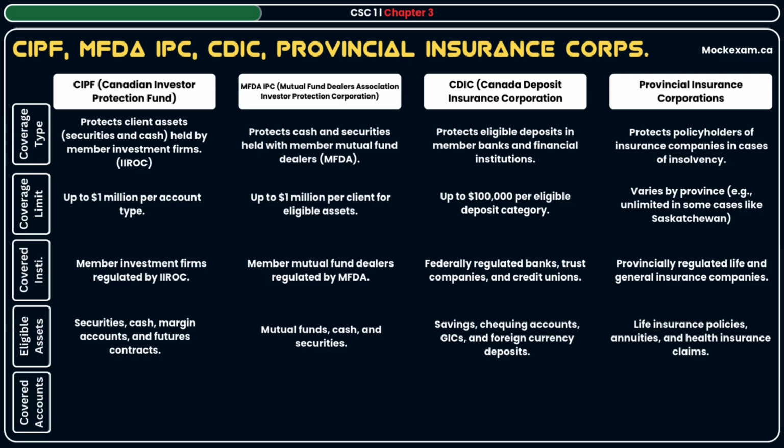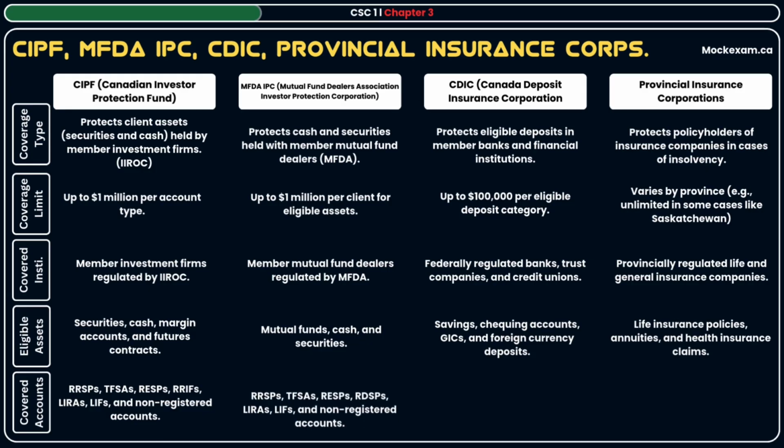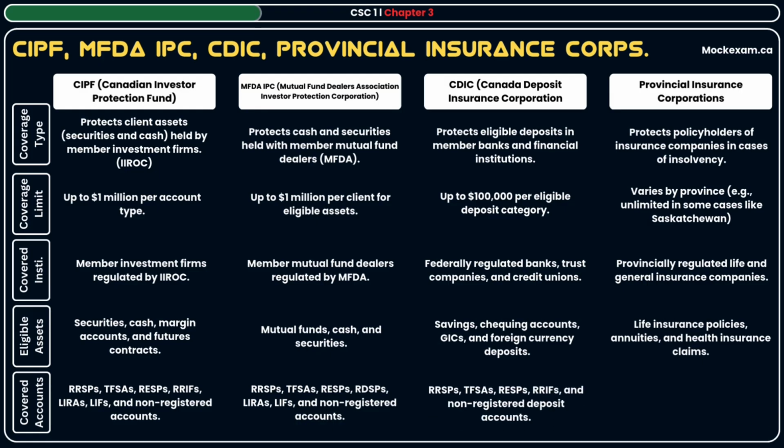And what type of accounts are covered? In CIPF, RRSPs, TFSAs, RESPs, RRIFs, RDSPs, LIRAs, LIFs, and non-registered accounts, everything is covered. Under MFDA IPC, RRSPs, TFSAs, RESPs, RDSPs, LIRAs, LIFs, and non-registered accounts. And for CDIC, we could see the accounts that are covered. And also for the provincial insurance corporations, those are the accounts that are covered.